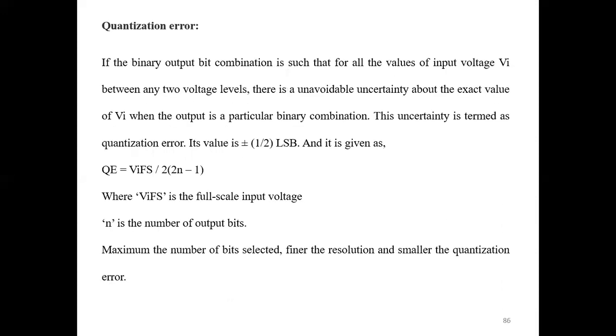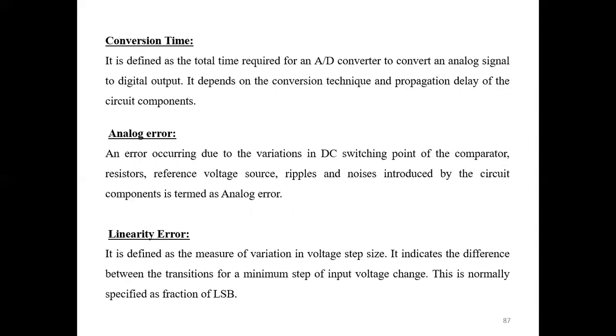Quantization error. If the binary output bit combination is such that for all values of input voltage VI between any two voltage levels, there is an unavoidable uncertainty about the exact value of VA for that particular binary combination. So the error is equal to VIFS divided by 2 into 2^n minus 1. Conversion time is defined as the total time required for the A to D converter to convert the analog signal to digital. It depends on the conversion technique and the propagation delay of the circuit components.